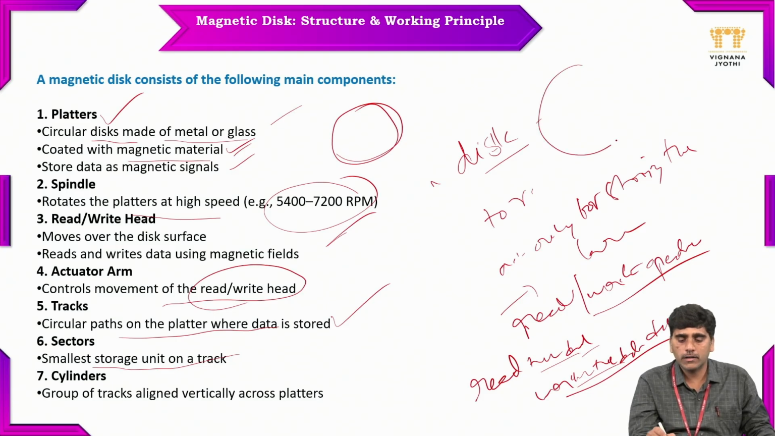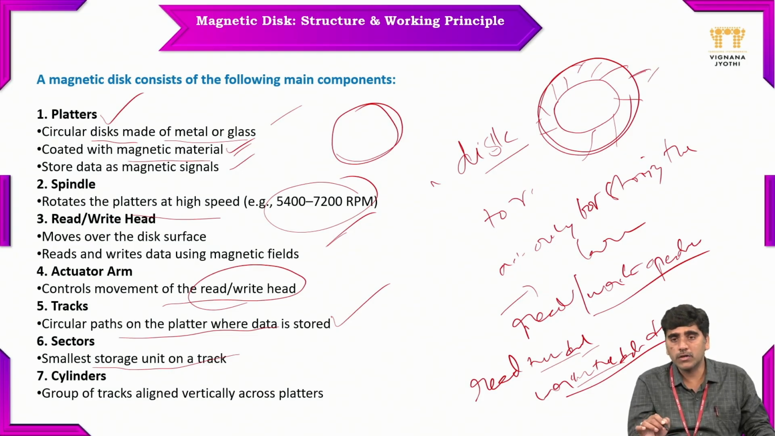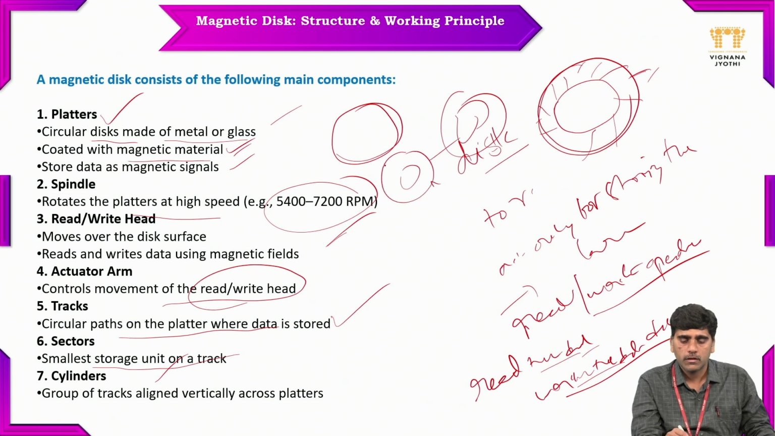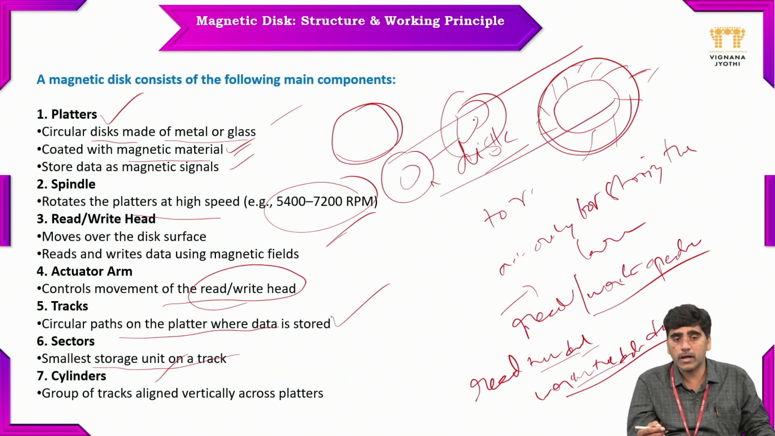In the platter, like this, each and every one of these is a sector. These are all the sectors. Each and every sector is the smallest storage unit of a track. And the last one, cylinders, the group of tracks. This group of tracks forms a cylindrical shape, as the group of tracks are aligned vertically across all the platters. So these are all the main components running in the magnetic disk to perform the read or write operations. Each and every component has some importance.